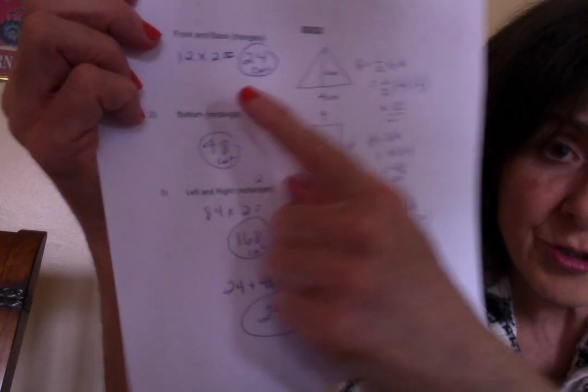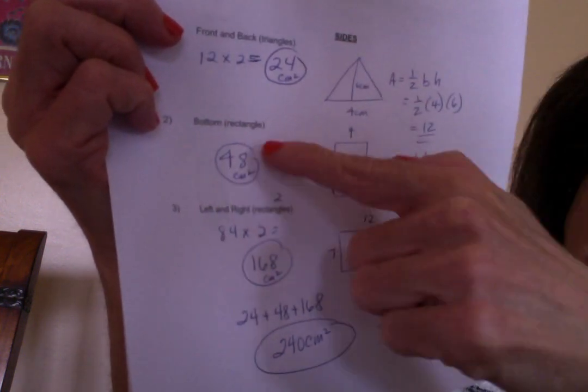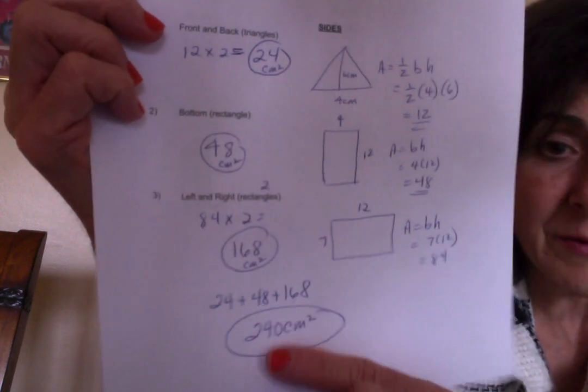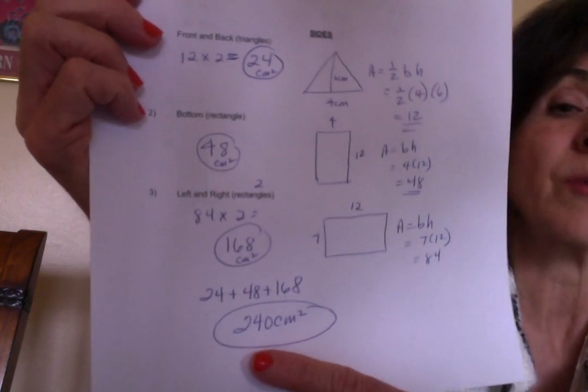So the three dimensions you have are going to be the 24, the 48, and the 168. When you add those up, you get 240 centimeters squared. You're going to be doing a lot of teaching of yourself in a way, between the videos and the answer keys. So look at the handout, look at the answer key, try to figure out where all of those numbers came from.